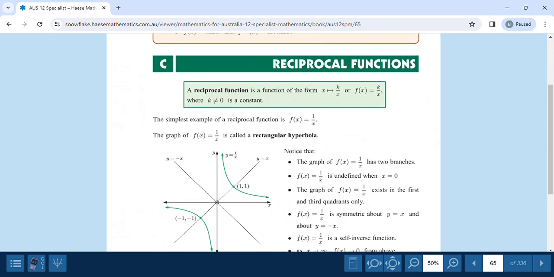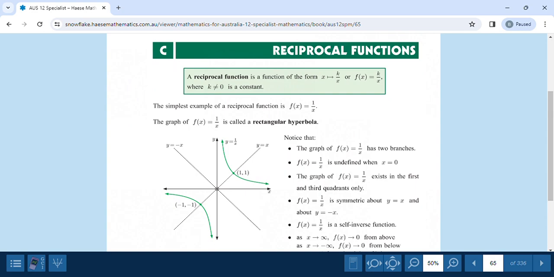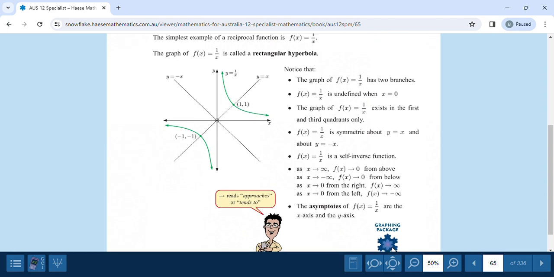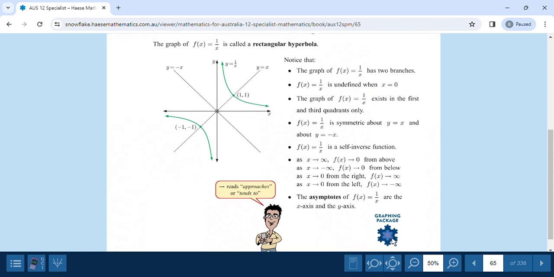So then we look at reciprocal functions. A reciprocal of anything is 1 over what you had. So the reciprocal of 3 is a third. The reciprocal of 5 is a fifth. So a reciprocal function is of the form y equals k over x. The most simple one that we've got is y equals 1 over x, the rectangular hyperbola. So you've got a list of dot points there about the features of that graph.